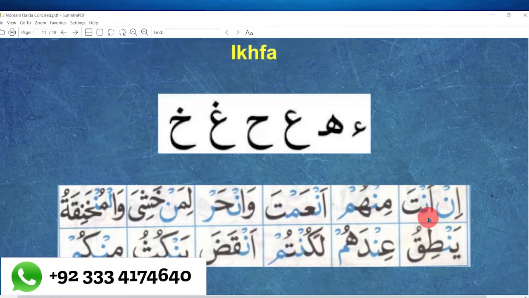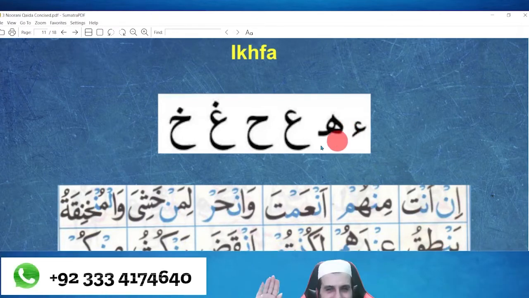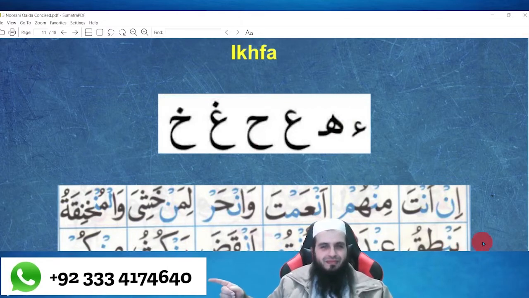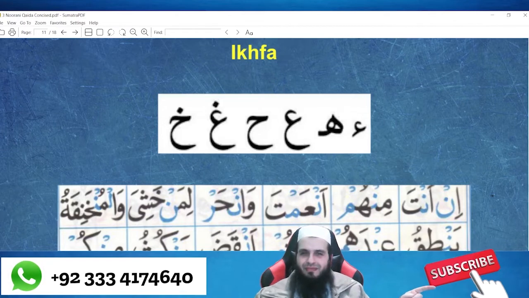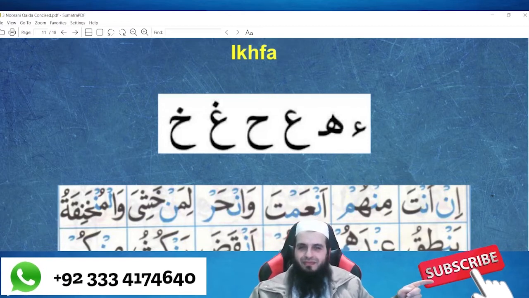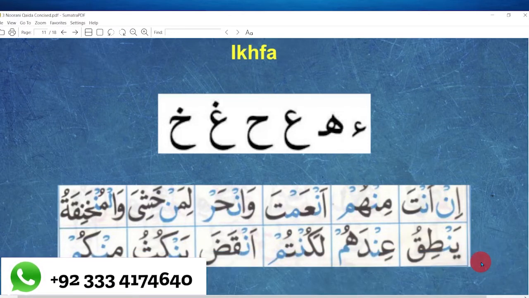However, if Noon has a jazm on it and the next letter does not belong to the throat letters, then we apply ikhfa. So in ikhfa, there are three things to consider. First of all, read the sound of noon in your nose. Secondly, stretch the sound for 1 second. And third, make sure that your tongue does not touch anywhere while applying ikhfa. Like this, yantiqu.